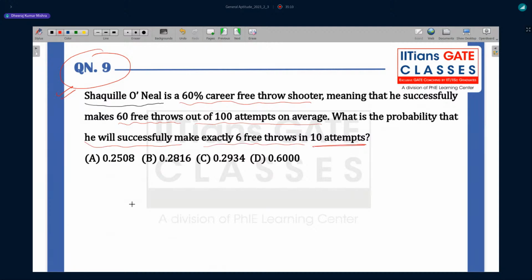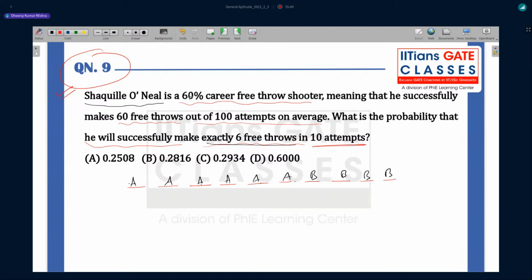So you can understand there are 10 attempts: 1, 2, 3, 4, 5, 6, 7, 8, 9, 10. And he is getting exactly six free throws. So you can say A, a successful free throw, exactly 6 times: one, two, three, four, five, six, and the rest of them are B, where he is not getting a free throw.